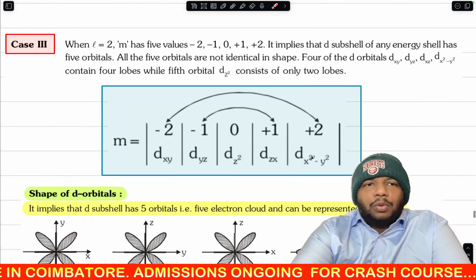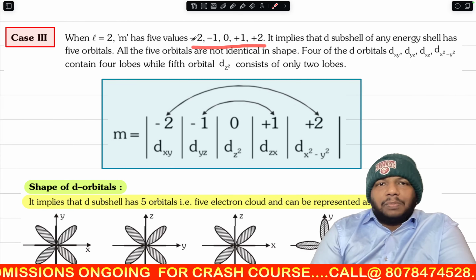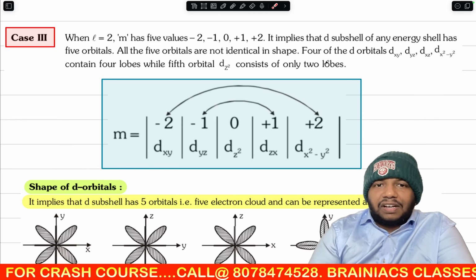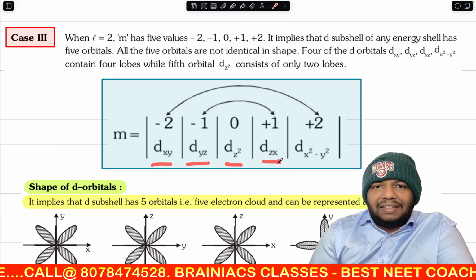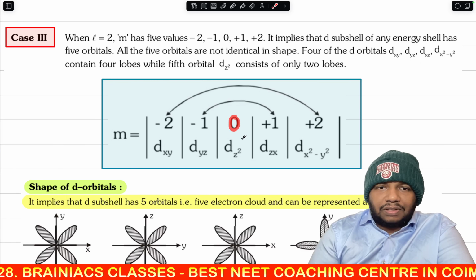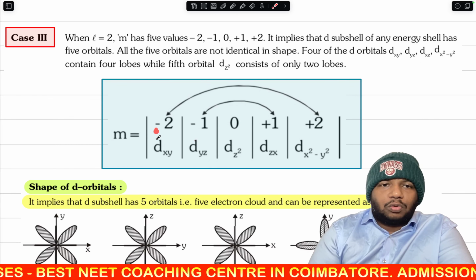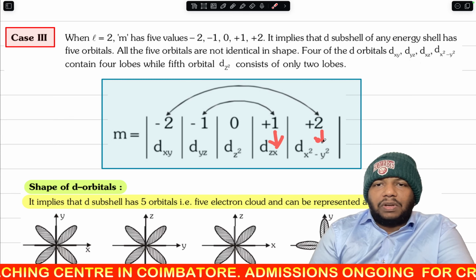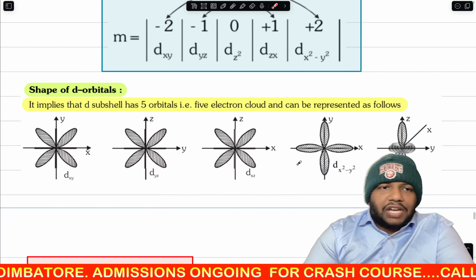Now, when I go to L is equal to 2, you know that five values are possible, that is minus 2, minus 1, 0, plus 1 and plus 2, and we know that the D subshell is further divided into dxy, dyz, dz square, dzx and dx square minus y square. So please remember, when the m value is 0, it is dz square, minus 1 means dyz, minus 2 means dxy, plus 1 means dzx, and plus 2 means dx square minus y square. Clear?